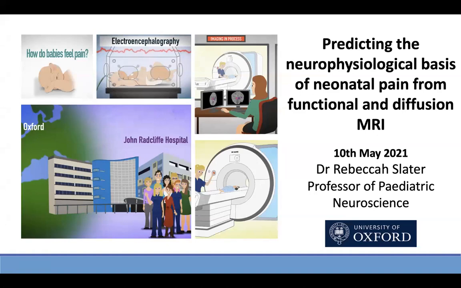Rebecca is a professor of pediatric neuroscience at the Department of Pediatrics at the University of Oxford, and she is also a professional fellow at St. John's College. Rebecca studied physics at Imperial College London and neuroscience at UCL, and she has been leading the pediatric neuroimaging group since 2013. Her research goal is to understand the mechanisms that drive the development of pain perception in the human infant. For that, she is using advanced neuroimaging techniques like MRI, magnetic resonance imaging, but also EEG.